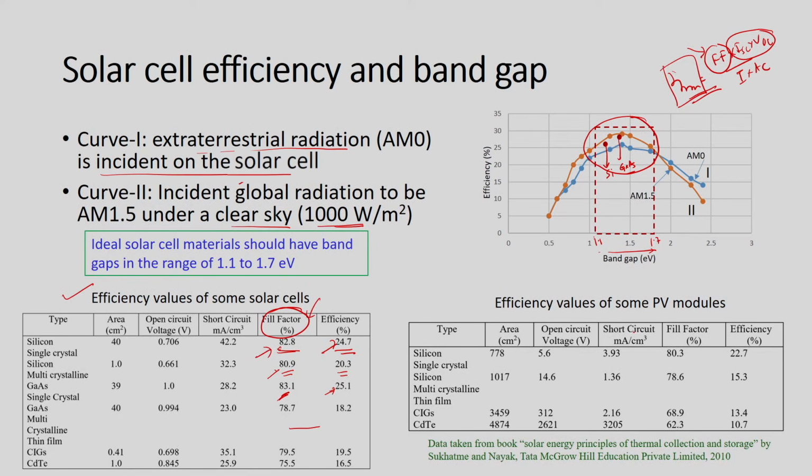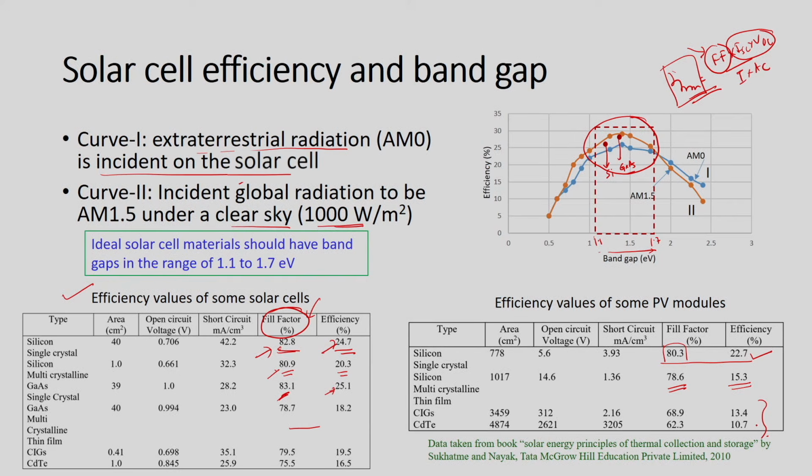And this table shows the efficiency values of some PV modules. This is also quite clear. For silicon single crystal modules, we have higher efficiency, about 22.7, and at the same time a higher fill factor. So, the comparison can be seen. For multicrystalline it is about 15.3% efficiency and the fill factor is about 17.6, and the other two cells are also given here.